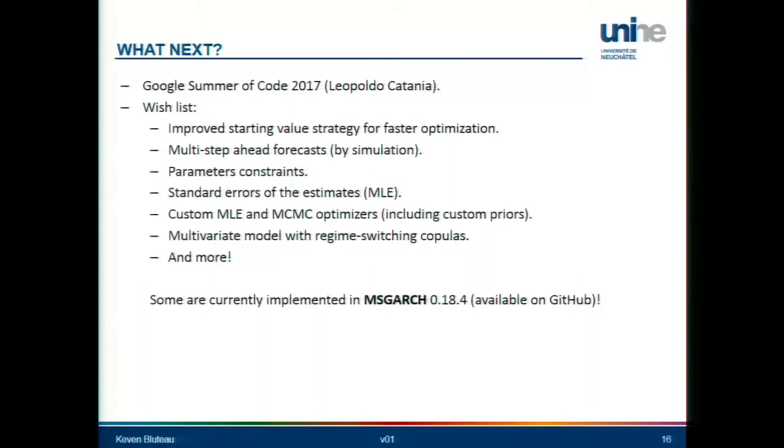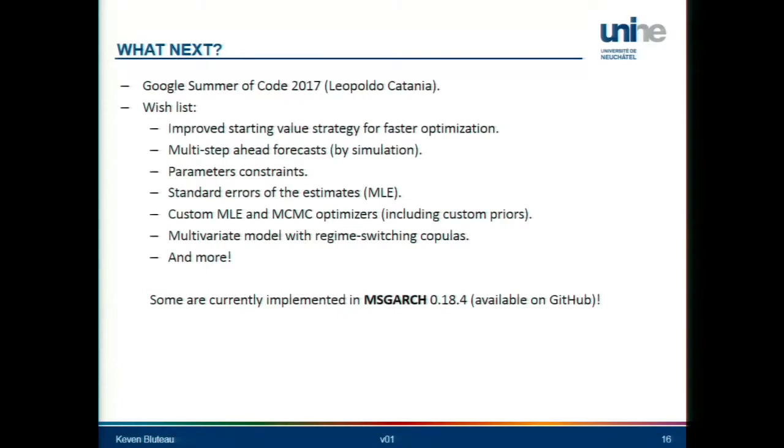Also standard errors for the MLE estimation, and custom MLE and MCMC optimizers with custom priors. So if you want to estimate, put some constraints, or you don't think our optimizers are good enough, we will let you do what you want to do. Our goal is just to provide a framework to estimate Markov switching GARCH, and then give you the flexibility to do whatever you want, new research or just something specific. And then a big one is multivariate models with regime switching copulas. That is a big one that we expect for 2017.